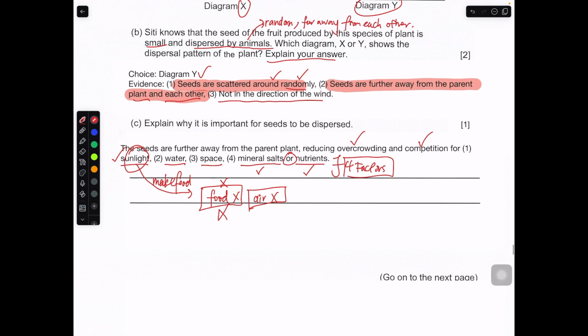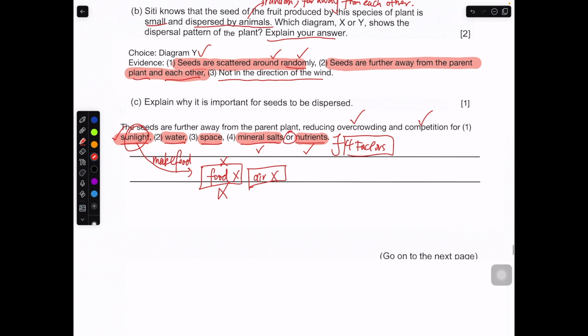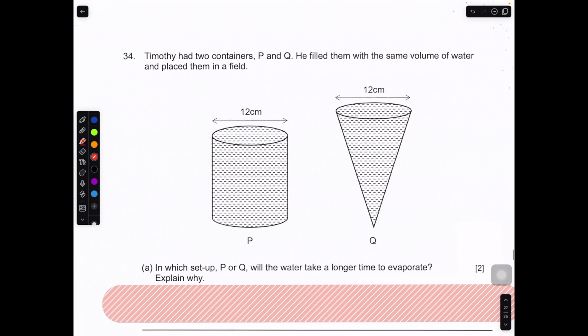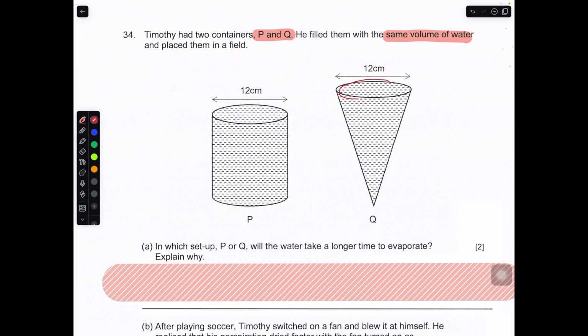So these are the 4 main portions. It's critical for you to know what they compete for: sunlight, water, space, mineral salts, or nutrients. So Timothy has two containers, P and Q. They fill them with the same volume of water, so they are the same. Over here they tell you that the diameter is 12. So the exposed surface area, ESA stands for exposed surface area, they are the same. Initially, they are the same.